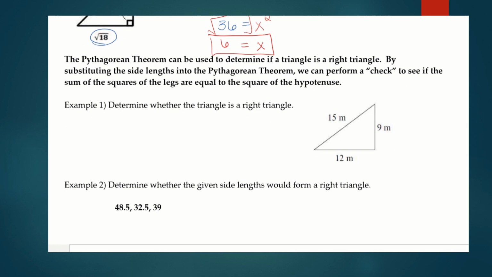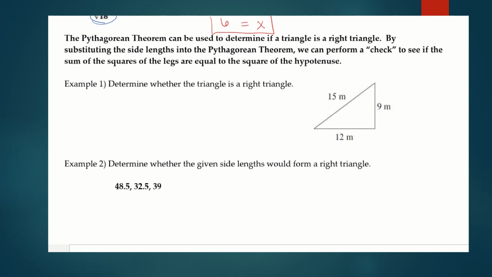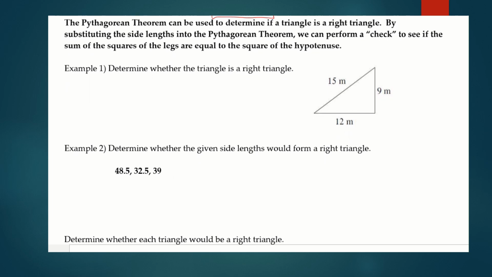By substituting the side lengths into the Pythagorean theorem, we can perform a check to see if the sum of the squares of the legs is equal to the square of the hypotenuse. This is how we're going to use the Pythagorean theorem to help us show that a triangle is a right triangle. So now the difference between what we did last week and what we're doing today is today we're giving you all three side lengths of a triangle, and we're going to prove that this triangle is right. Okay, now some of them will be, some of them won't.